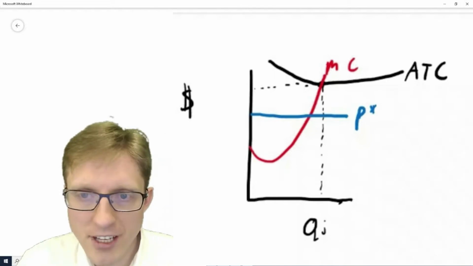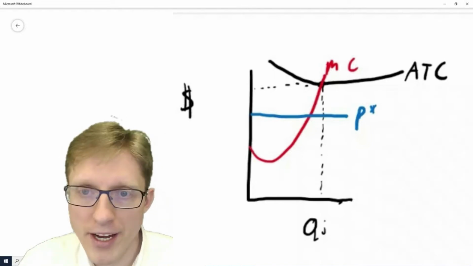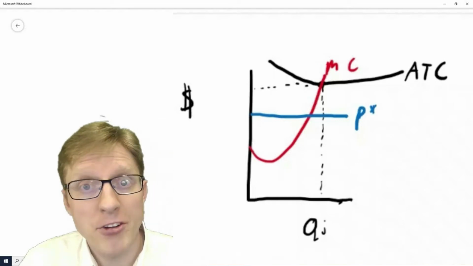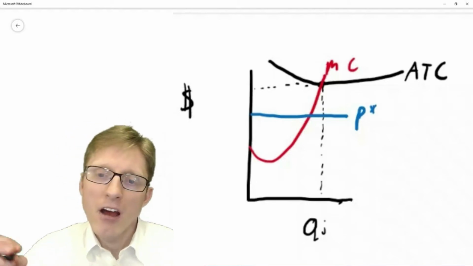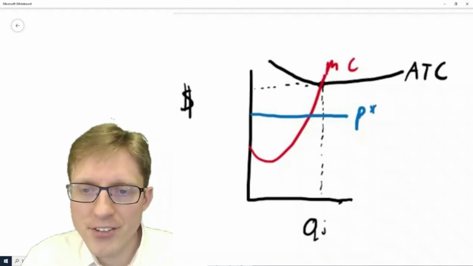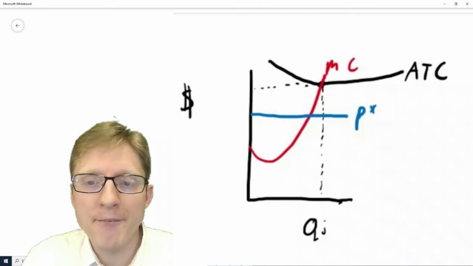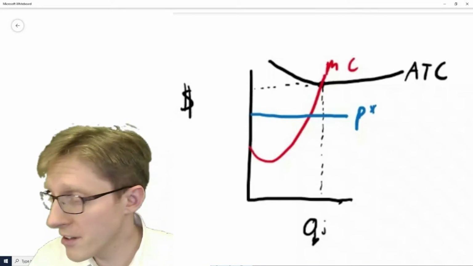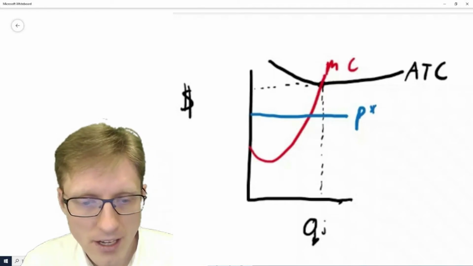Okay, so the question is, would the firm ever operate? It's losing money on every unit that it sells because the average total cost is greater than the market price. So would it ever operate? Of course, the most obvious answer is no, it would not. But if you allow us to make some assumptions, you actually would get a surprising result.